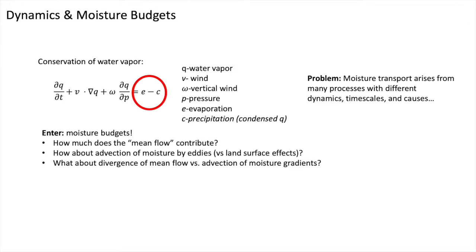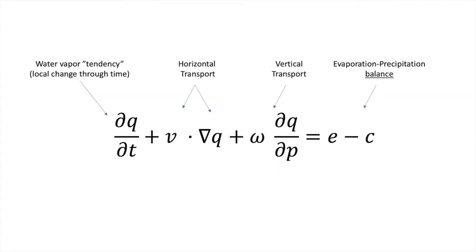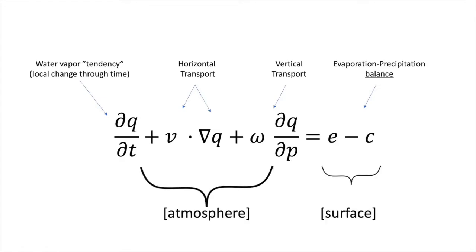So let's just take a second to think about what this means. Changes in Q with time, that's the local tendency term. Is it raining, or is water being added to the atmosphere right now from the land surface? Plus the advection of moisture by the winds, plus the vertical transport of moisture has to be balanced by the evapotranspiration minus precipitation. So what's happening in the atmosphere has to be balanced by what's being seen at the surface.